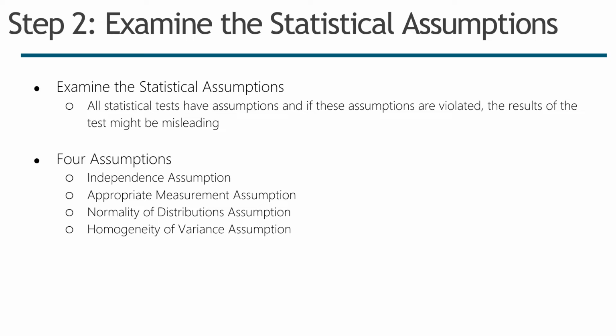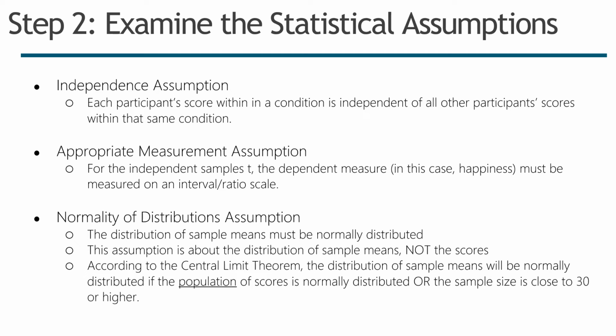Our next step is to determine if the statistical assumptions are met for this test. All statistical tests have assumptions, and if these assumptions are violated, the results of the test might be misleading. So we're going to start by investigating these 4 assumptions for the independent t. Our first assumption is independence, and this means that each participant's score within a condition is independent of all other participant scores in that same condition.